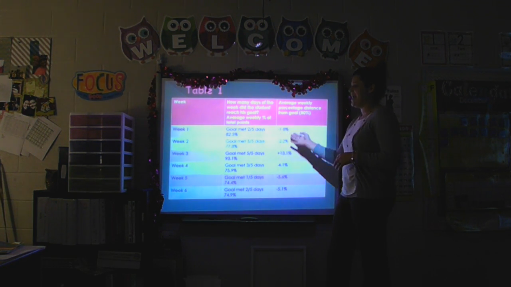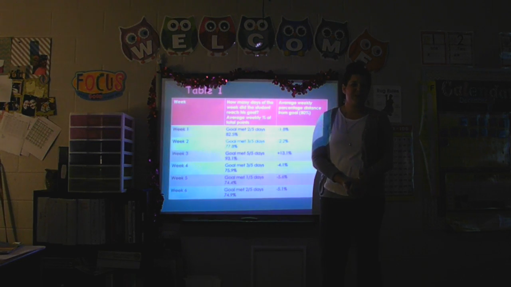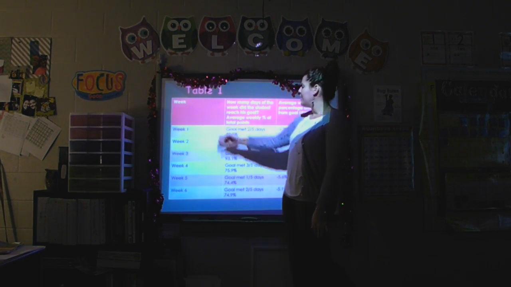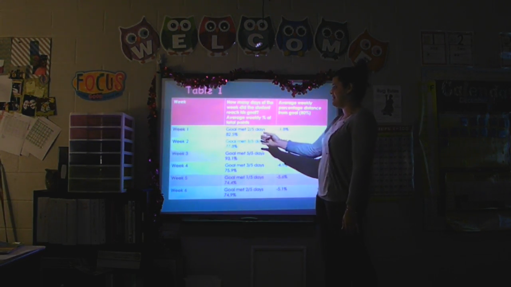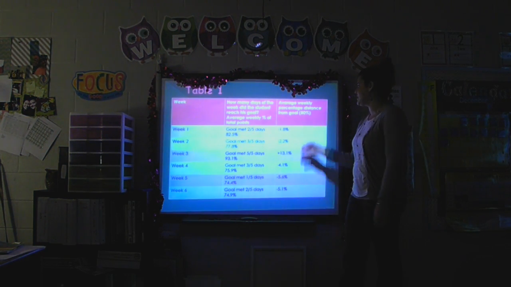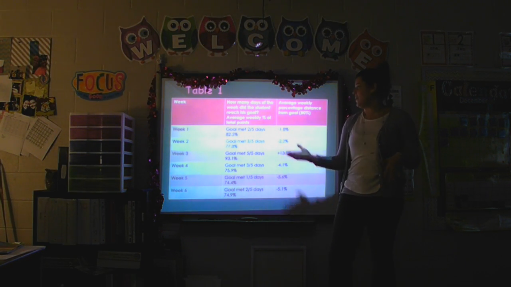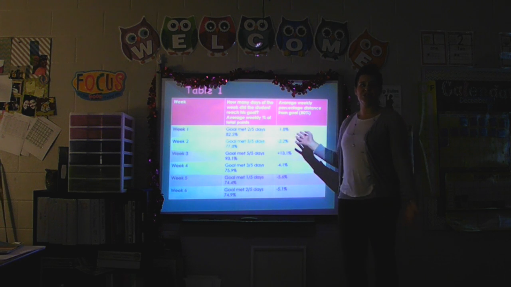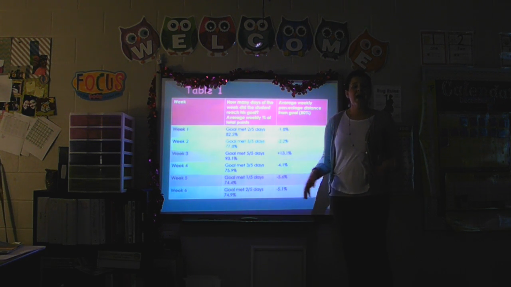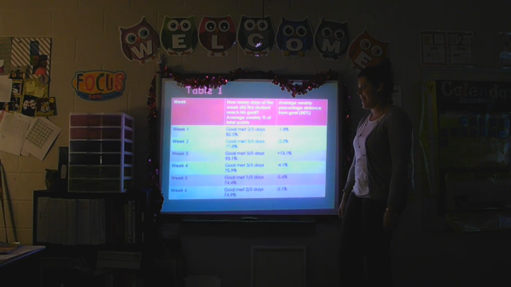So obviously if there's a negative, like negative 1.8, he was 79.2%, so he was under his goal. For week 1, he met his goal 2 out of 5 days, and his average weekly percent of total points was 82.5%. So his average weekly percentage distance from his goal was a negative 1.8%. Each day I calculated how much of a percentage he was away from reaching the 80%, and so the average for week 1 was a negative 1.8%.